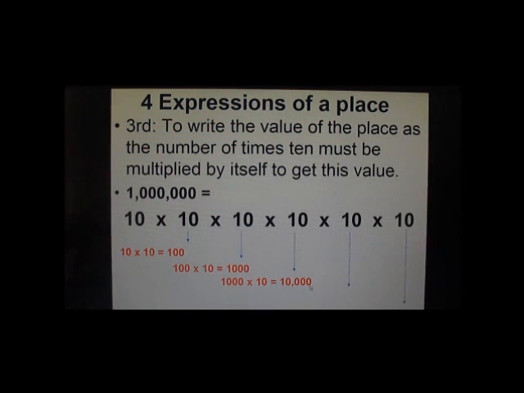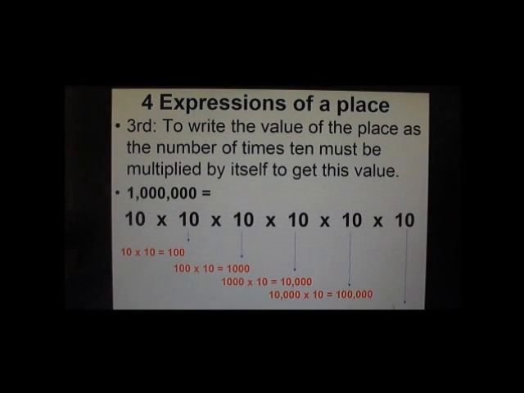Now we're at 10,000. We want to multiply by 10 again. And we get now 100,000. Now it looks like this is going to be the correct answer. When we multiply by this last 10, the 6th 10 in the list, we get the 1 million. So, a little trick: count up the zeros in any number, and you will know how many times 10 was multiplied by itself to make that number.